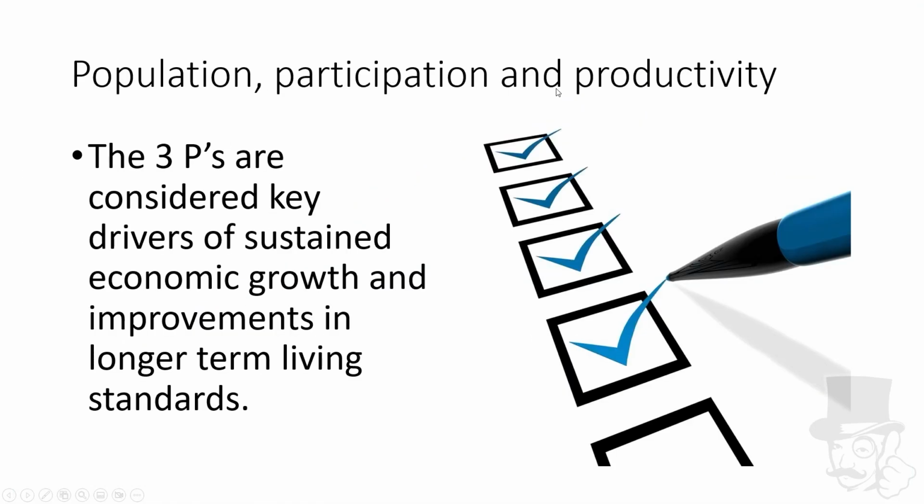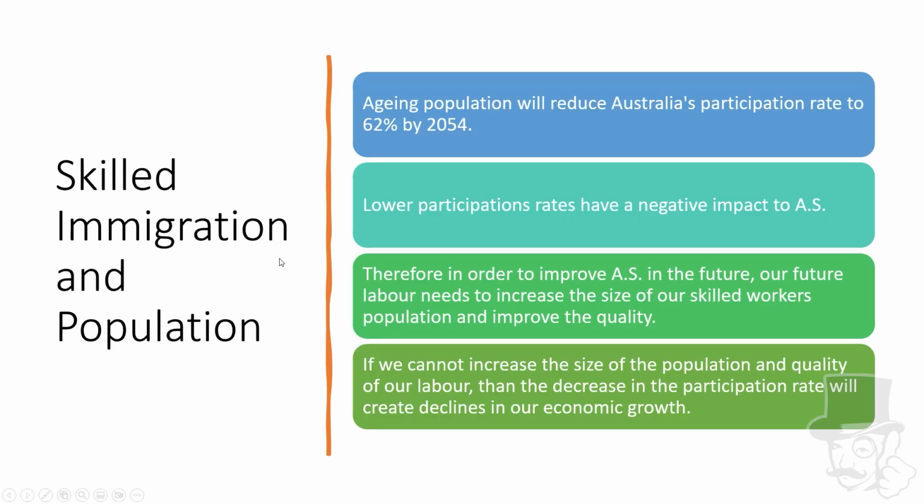So population, participation, productivity are the three things considered when we do immigration. So skilled migration and population, while obviously bringing more immigrants increases our population.